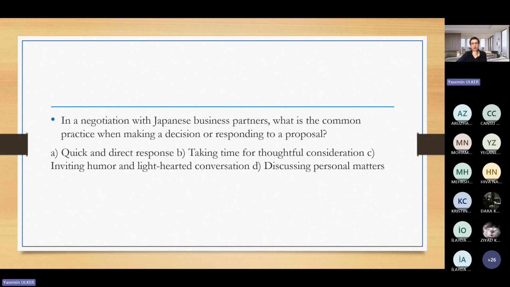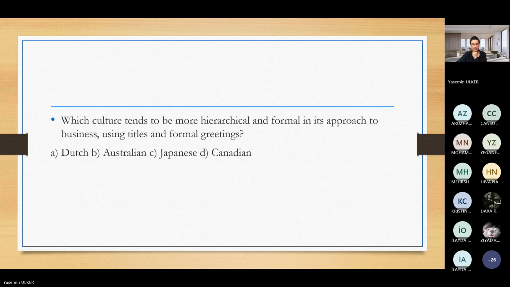Okay. Ready? 3, 2, 1. Which culture tends to be more hierarchical and formal in its approach to business, using titles and formal greetings?